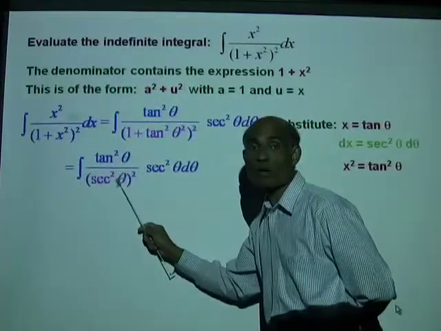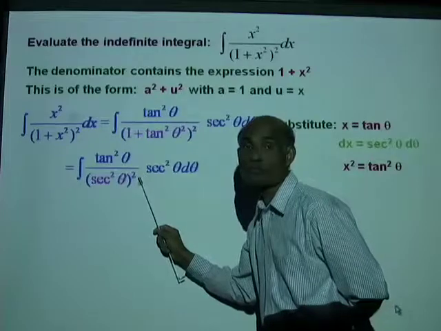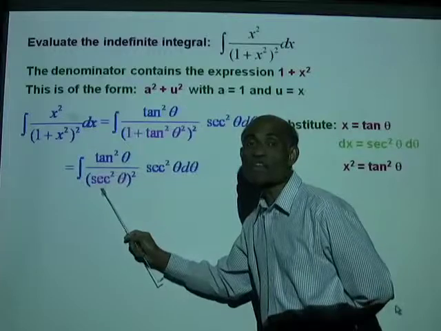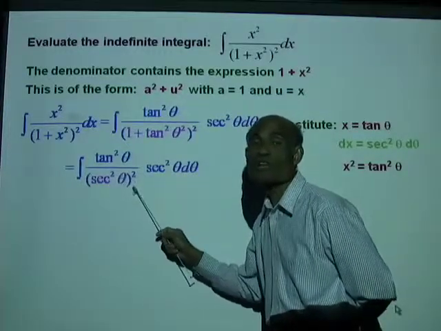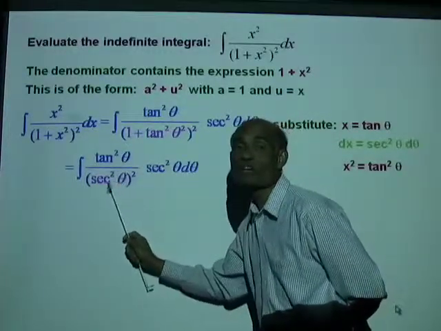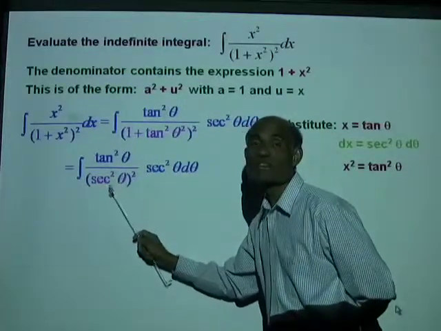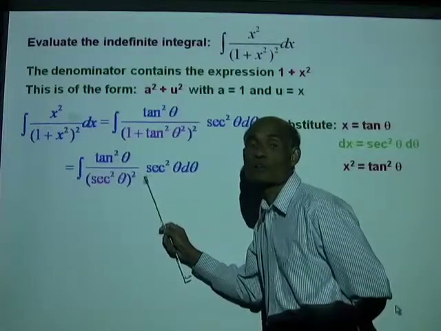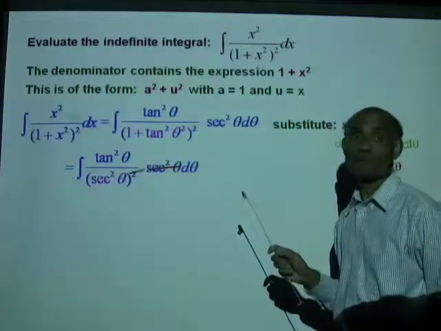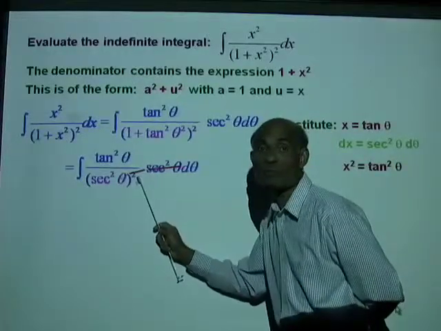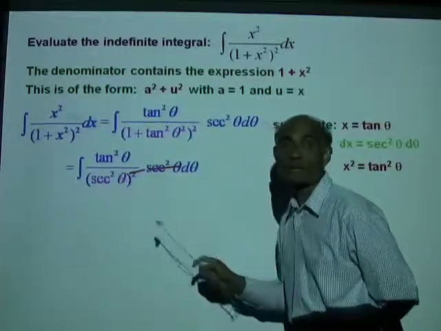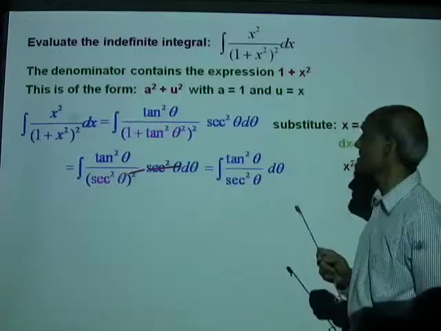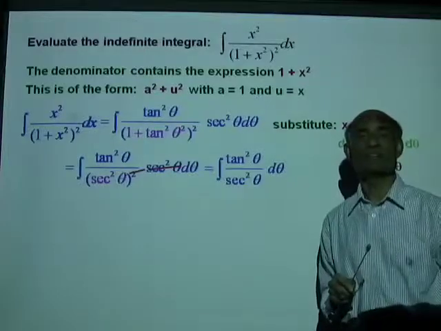Now this is secant squared theta raised to the power of 2. And you can see this secant squared theta and a secant squared theta will cancel, leaving a secant squared theta. Remember, secant squared theta all squared is secant squared theta times secant squared theta. One of them will cancel and the other will remain. And you notice I just cancel the power. That means this is going to stay. So that will be integral tan squared theta divided by secant squared theta d theta.